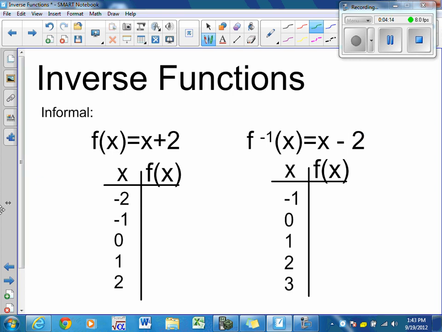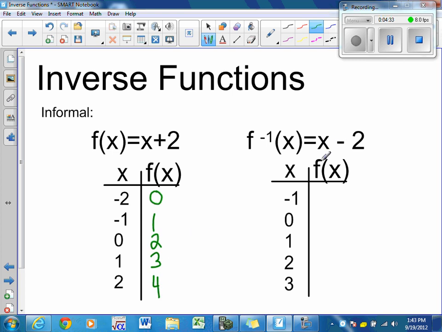Now let's show what happens here as we put numbers in. If I put negative 2 into my function f, I get 0. If I put negative 1 in, I get 1. If I put 0 in, I get 2. If I put 1 in, I get 3. If I put 2 in, I get 4.